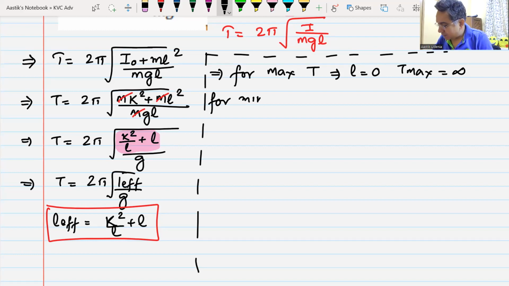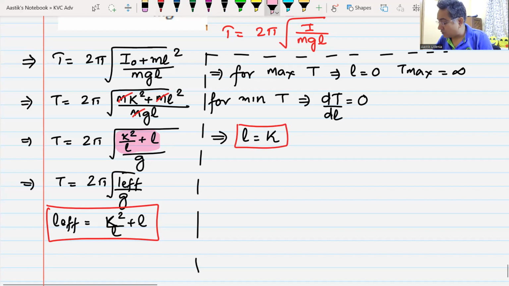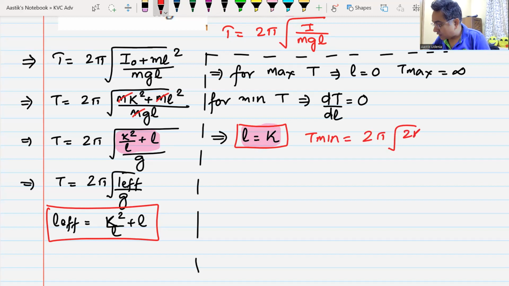For minimum T, you can differentiate this equation and find it: dT by dL will be equal to 0. From there you will get L equal to K. Very important result. At L is equal to K, you get the minimum time period, and the minimum time period is equal to 2 pi root over 2K by G.